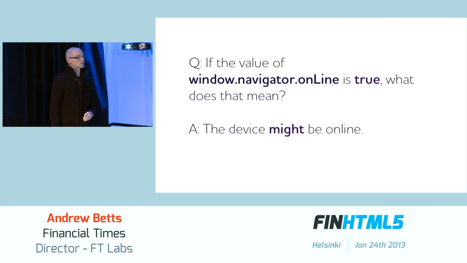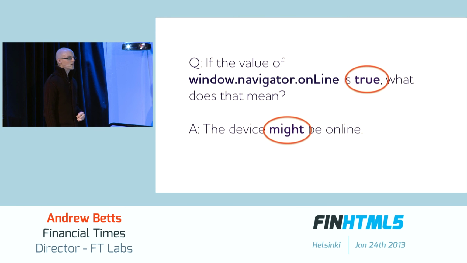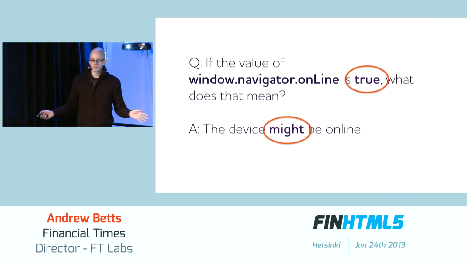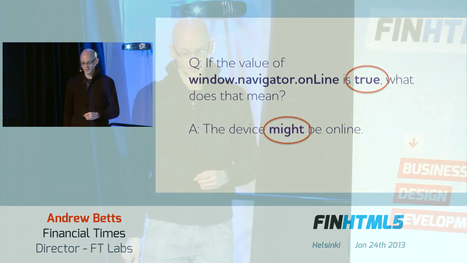So this is a fairly badly designed API for 2 reasons, in my opinion. One is that somebody decided that online was 2 words, and so capitalized the L. We're stuck with that, I'm afraid. You have to do that. And secondly, probably the same person decided that true and might were good bedfellows. I probably would have called it window.navigator.offline, which is true when we know we're offline, and false when we don't know. Actually, what we get is true when we have no idea, and false when we know we're offline.